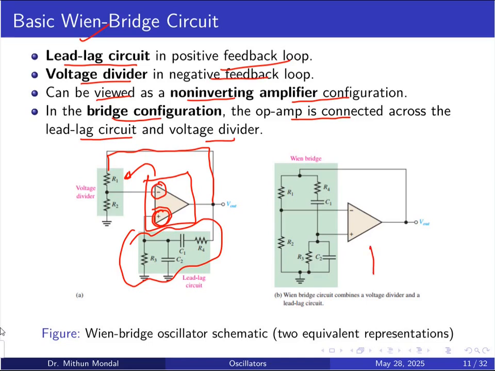So here you can see the Wien bridge circuit, which is combining a voltage divider and a lead lag circuit. This is the voltage divider, and here you have the lead lag circuit, which combine to form the Wien bridge circuit.